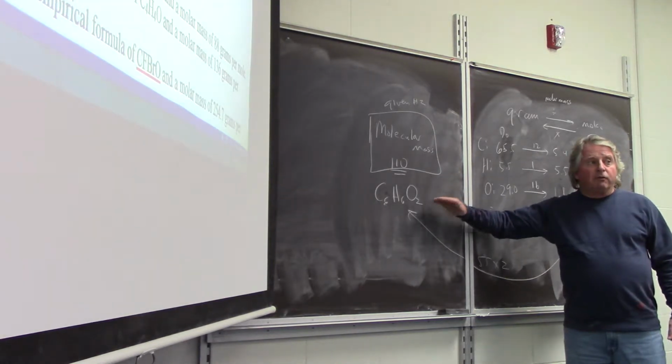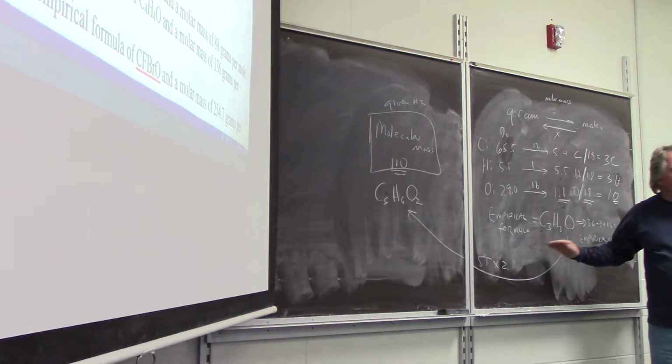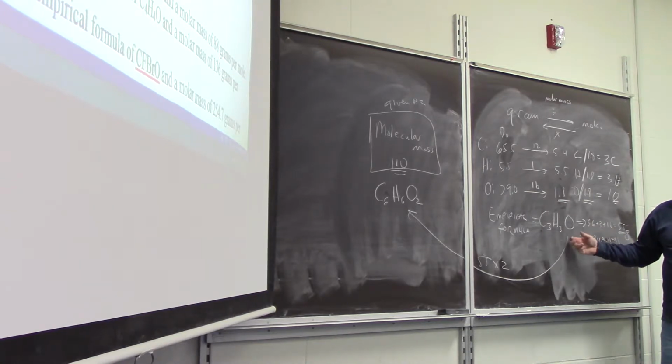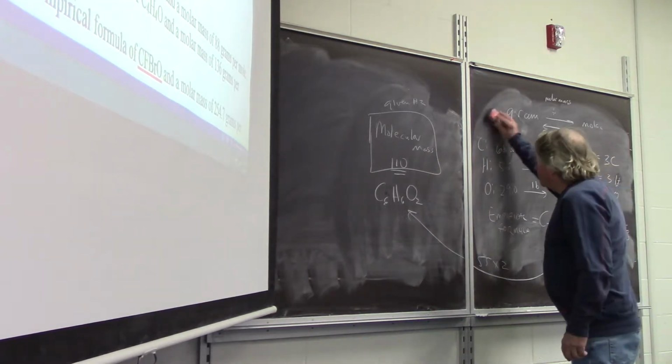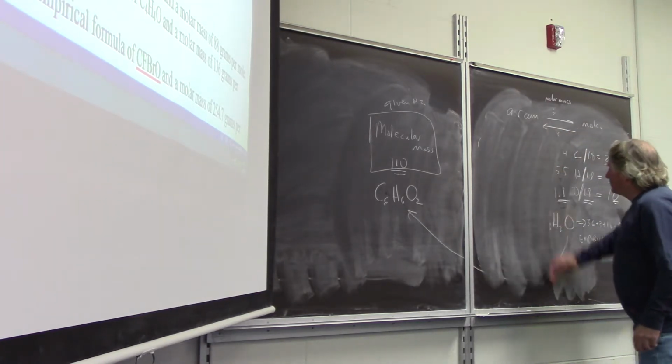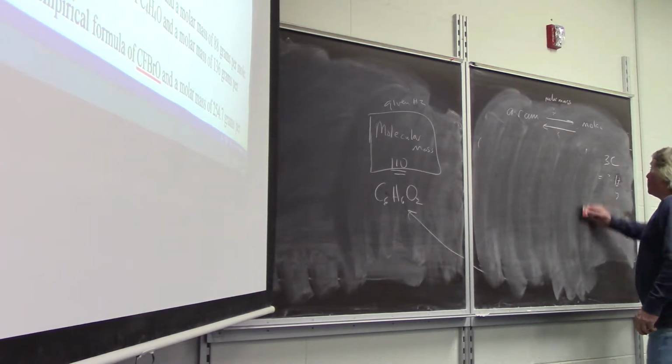So the empirical formula is the lowest whole number ratio of the atoms, the number of atoms found in a molecule. The molecular formula can be the empirical formula, or it can be different. For instance, let's go with that again.